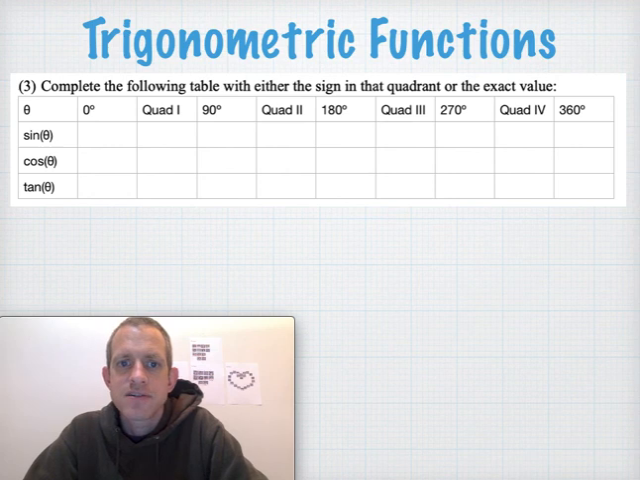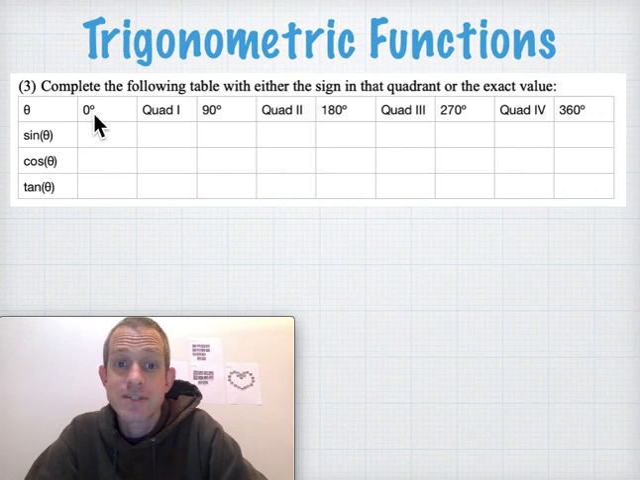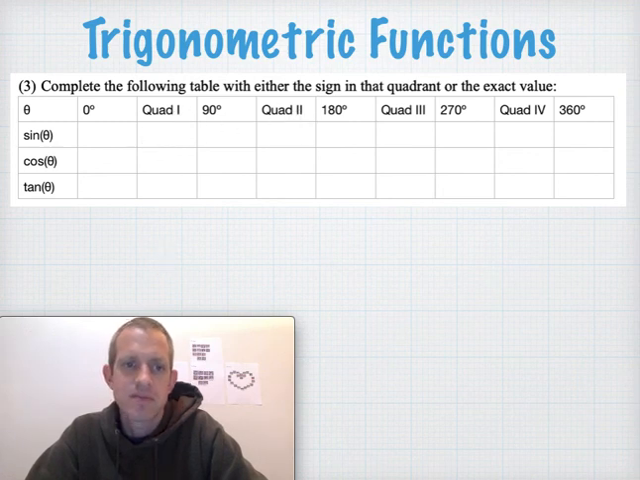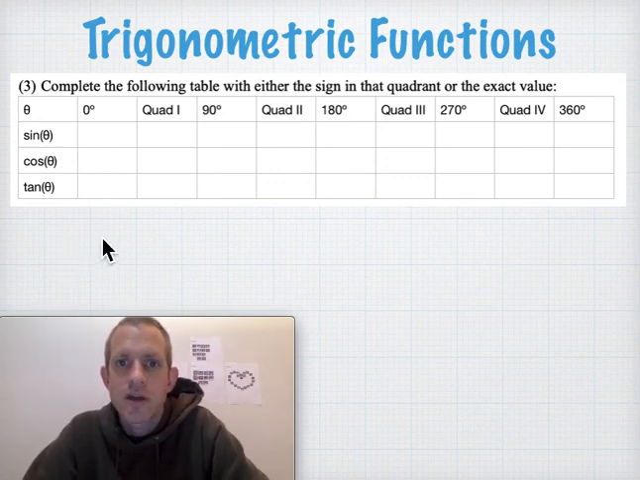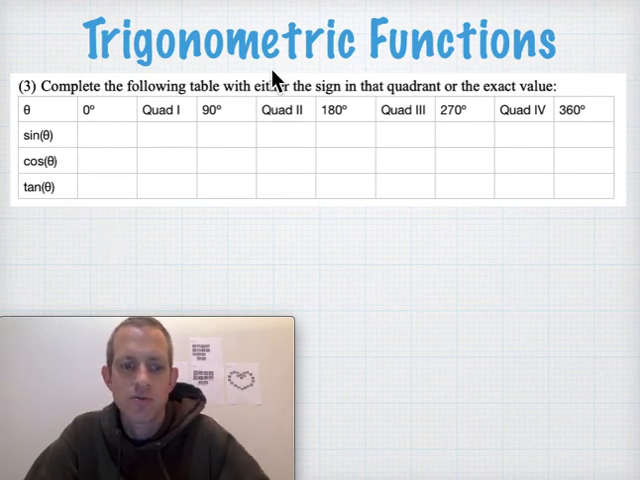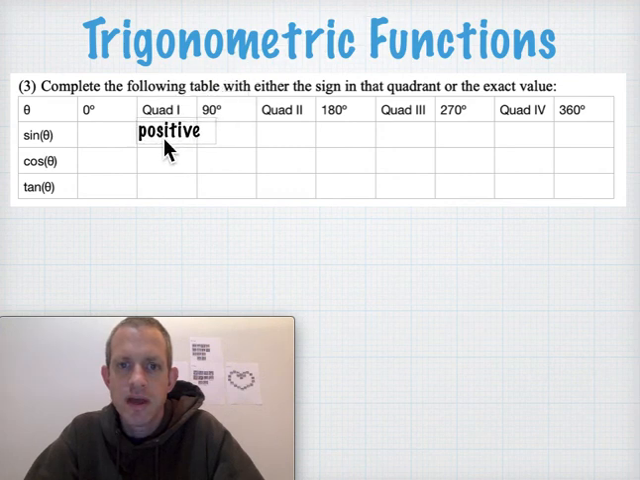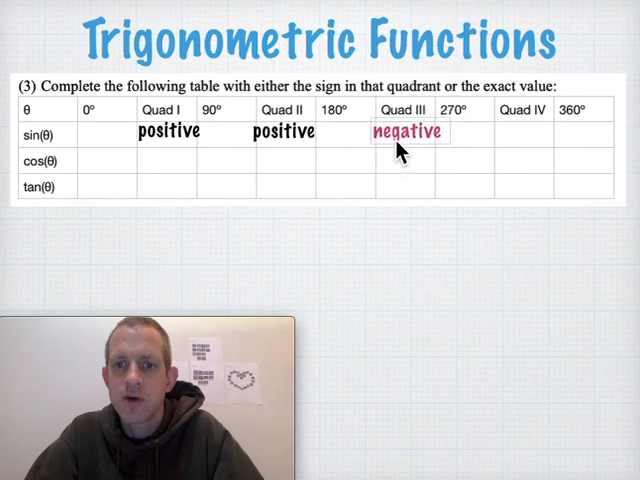Why don't we organize this in a little bit of a table a moment? So we've got sines. Eventually we're going to figure out what sine of 0 and 90 and 180 are. But for now, we know that sines are positive in quadrant 1 and positive in quadrant 2. And then they are negative in quadrant 3 and negative in quadrant 4.